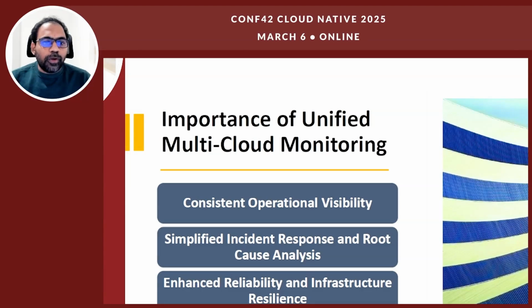Next, I want to talk about the importance of unified multi-cloud monitoring. The first is that we can achieve consistent operational visibility. A centralized monitoring approach enables comprehensive visibility and understanding of what's happening within multiple cloud environments. This holistic view makes it easier for teams to track performance trends, detect anomalies, and maintain healthy application or service levels.